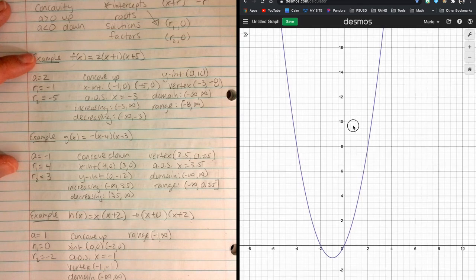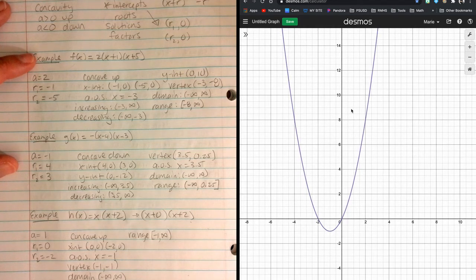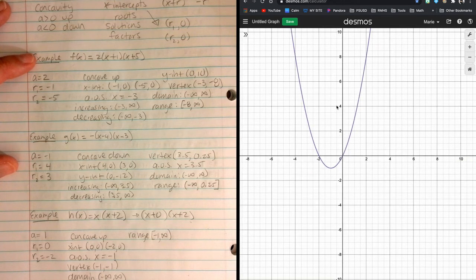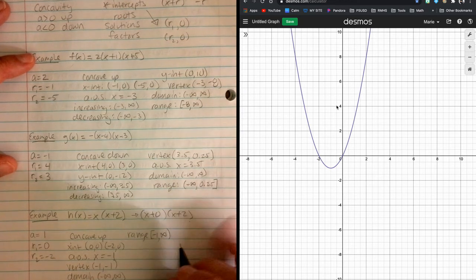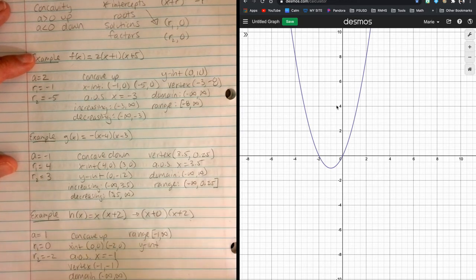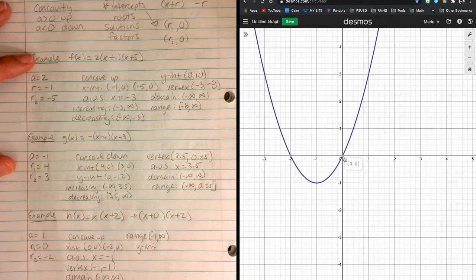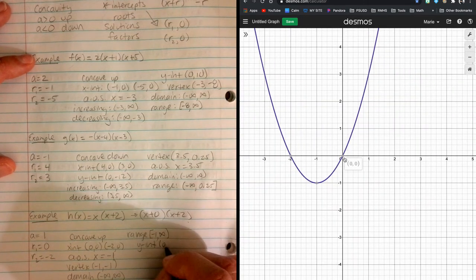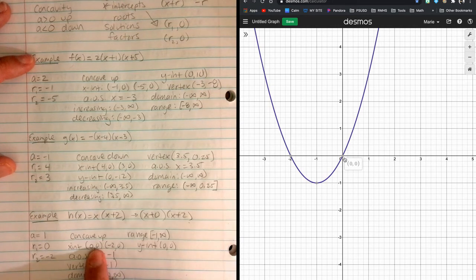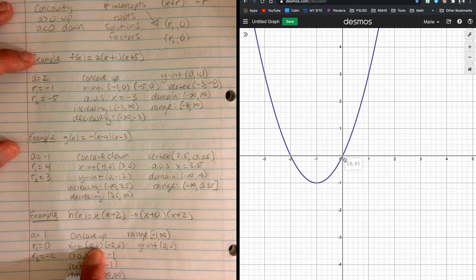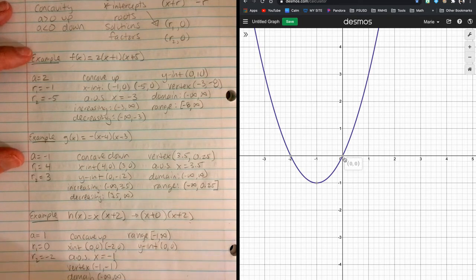Let's see, what's next? Vertex, range, domain. Oh, y-intercept. Okay. Well, the y-intercept would be right here, and it's the origin, which we probably could have figured out from the beginning because, remember, I said in one of my earlier videos, if your graph ever goes through the origin, then it's going to be both an x and a y-intercept because it's a double 0.